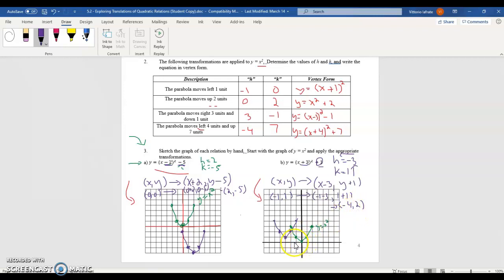Let's see if that works. So 1, 2, 3, 4. That's negative 4, 1, 2. And there's our point that we would have found. So you could plot your parent graph first and then make the modifications based on the ones that you see here. You can also use the mapping rule to find your different coordinates based on the x squared coordinates alone.